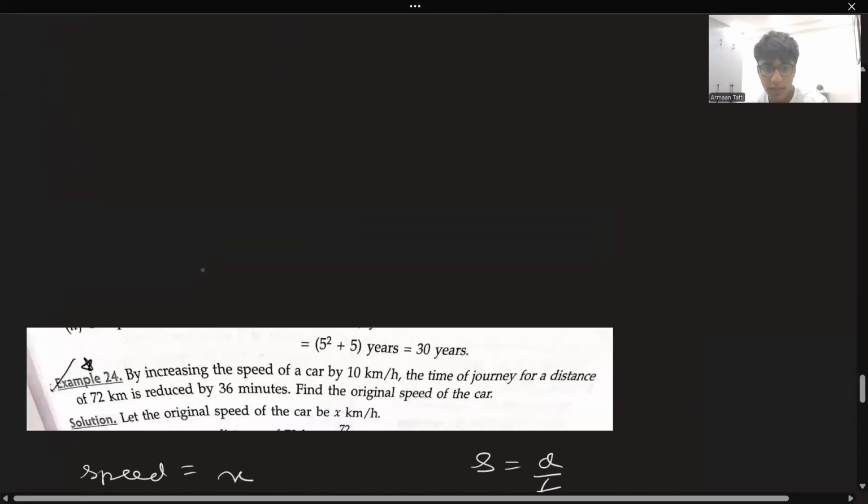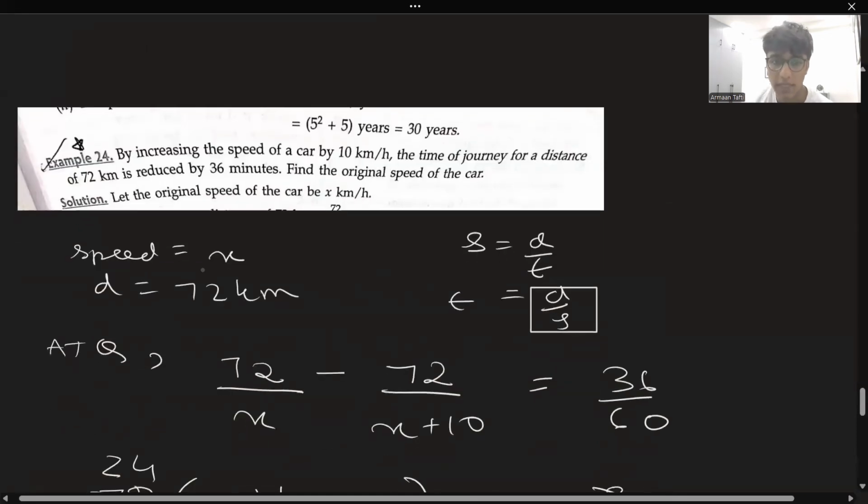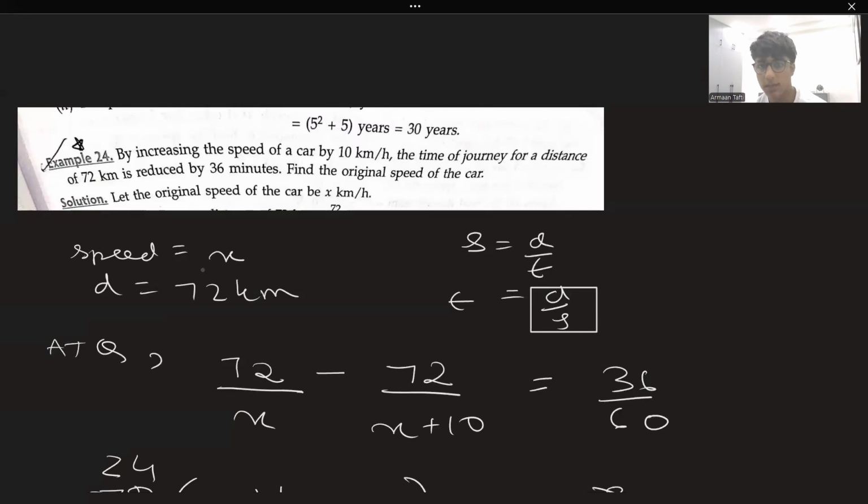That's what they've asked us to find, the original speed. Let me go through what we did in this question again, because it's a very frequently asked question. The speed of the car is increased by 10 kilometers per hour, so the new speed is x plus 10. Distance is the same, and time is equal to distance upon speed. They've told us the time is reduced by 36 minutes. The original time was 72 by x, because the original distance is 72 and the original speed is x. The new speed is x plus 10, so 72 by x minus 72 by x plus 10 is equal to 36 by 60, because it's been reduced by that much.